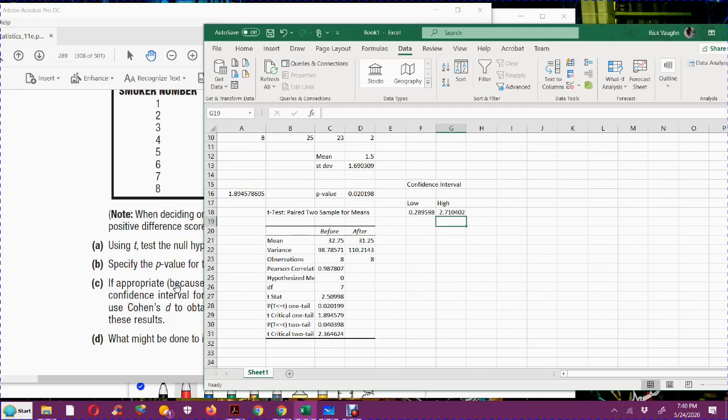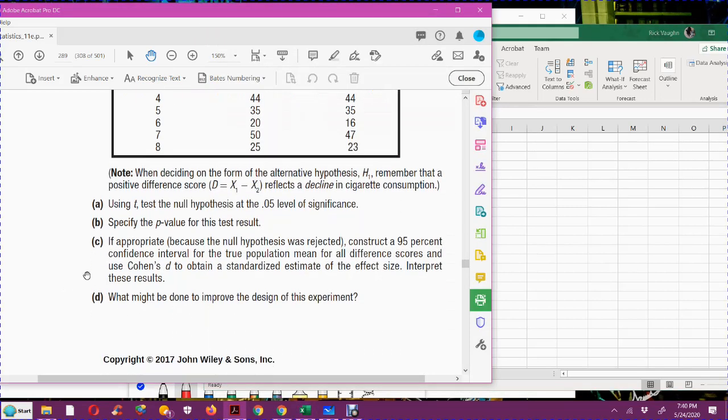You still have to do the Cohen's d. Again, scroll up, find the formula, plug it in, and then just talk about something in part D about improving the design of this experiment.